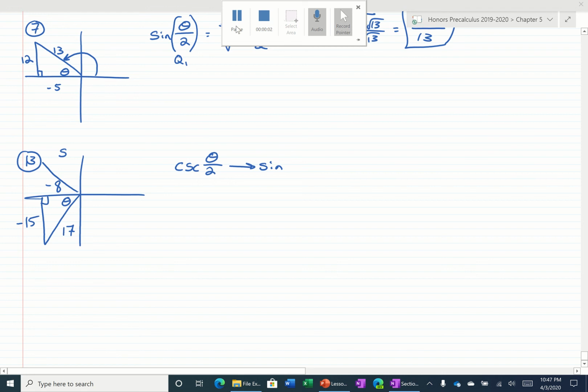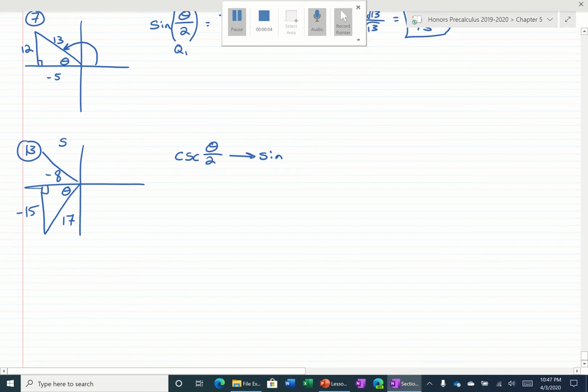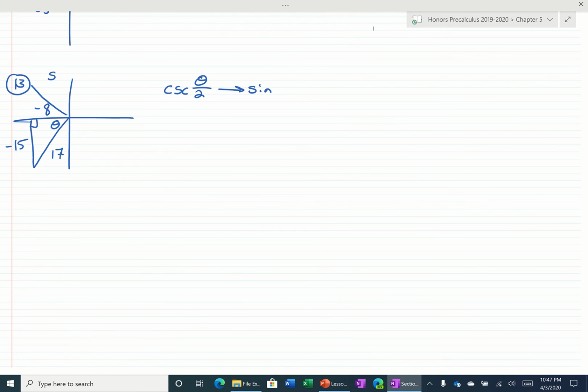Okay, so let's try to pick up where we left off here. The computer crashed, so we'll try this again. What I was saying with number 13, Taylor Swift's favorite number, is we're going to find the sine of theta over 2, and then we'll take the reciprocal to get cosecant.